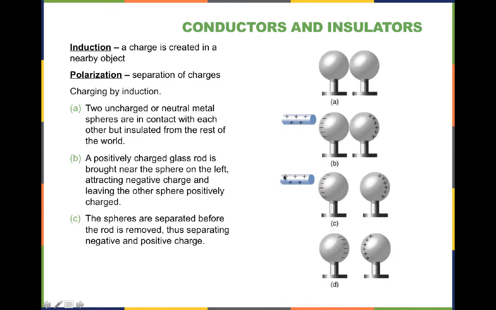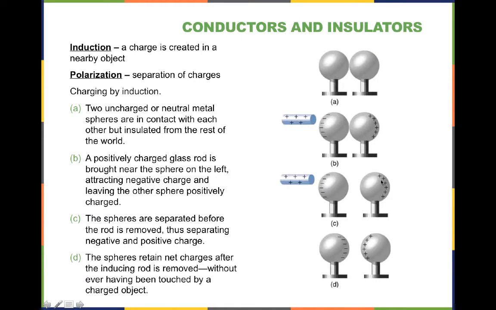Now with the rod still in place, you then separate these two spheres so that charges cannot move, and you make the polarization permanent, so that if you remove the rod, they can't move back to where they were before. Once the rod is removed, the negatives are attracted by the positives here, but they're not touching. And you end up with a situation of induction.